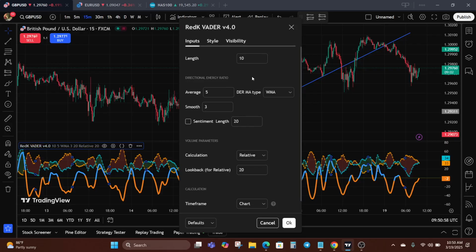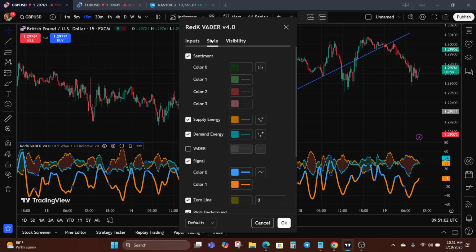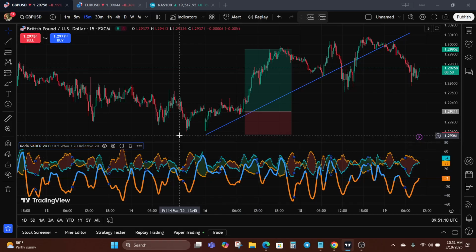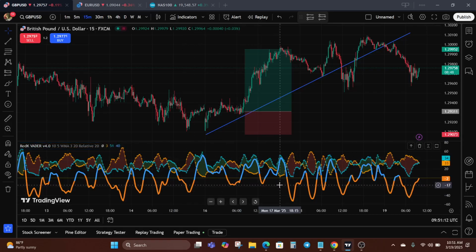But if your strategy demands a specific setting, then that is absolutely fine. You can modify the setting according to your taste. Remember that this indicator can help you to gauge market momentum.